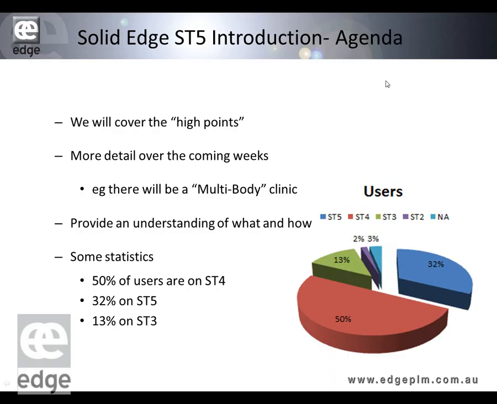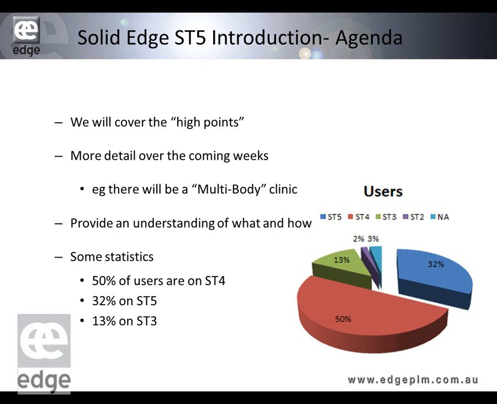What are we going to be talking about today? It's the high points of ST5. We've got somewhere around 1,300 changes and improvements to ST5, so we're not going to be covering all of those this afternoon. We're just covering the high points. You'll get more detail over the coming weeks. As I said, there'll be a clinic. The next clinic will be on Multibody, which is new in ST5, and today we'll just be providing an understanding of the high points and what they are and how to use them.